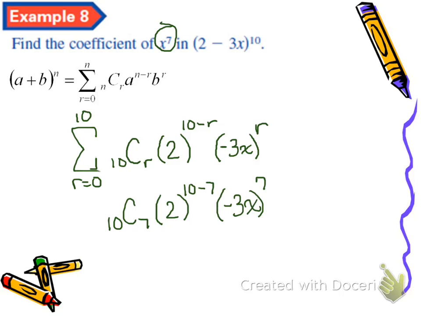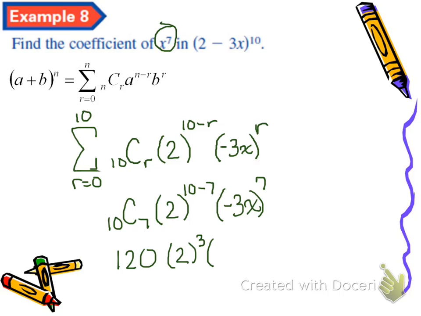Now, for the combination, you could use Pascal's triangle if you want to write it out, but you only have this one combination, so just punch it into your calculator. Use your combination button on your calculator. You would find that this combination is equal to 120. Then we want the 2 raised to the 10 minus 7 power. Well, 10 minus 7 would be 3rd power, so we want 2 to the 3rd power. And then the b term, negative 3x, raised to the 7th power. We want the negative 3 raised to the 7th power.